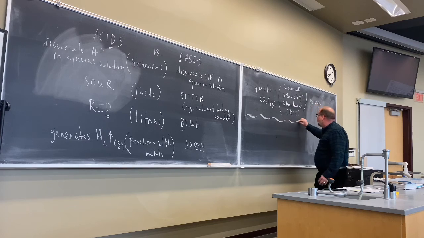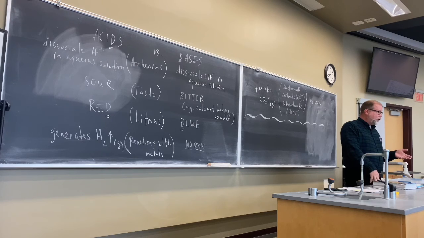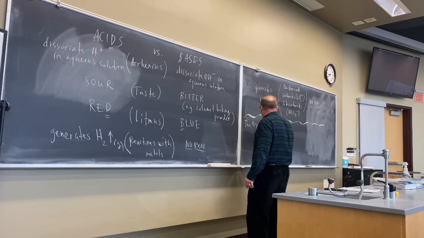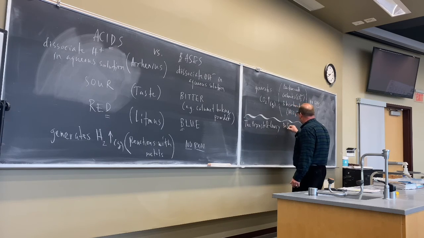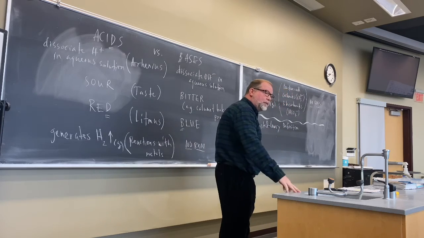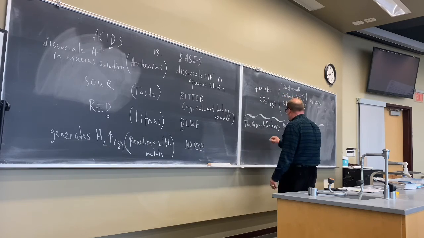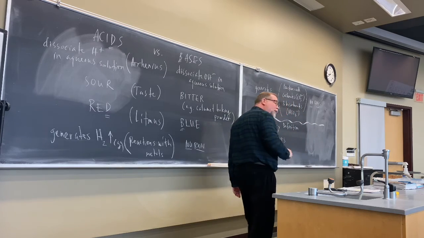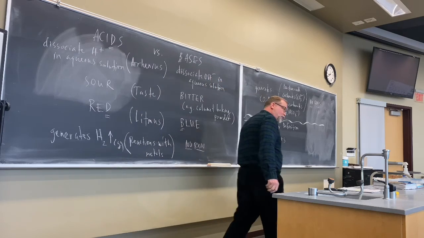Now what we need to pay attention to is the fact that in addition to the Arrhenius definition, there is another definition for acids and bases. We call it the Bronsted-Lowry definition. And in the Bronsted-Lowry definition, acids can be identified because they are proton donors. Bronsted-Lowry bases are identified because they act as proton acceptors.